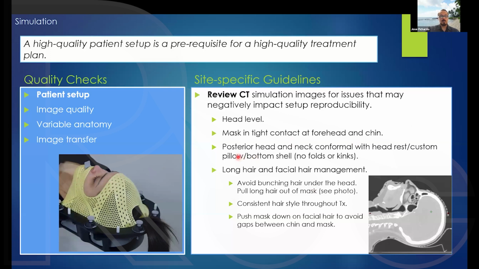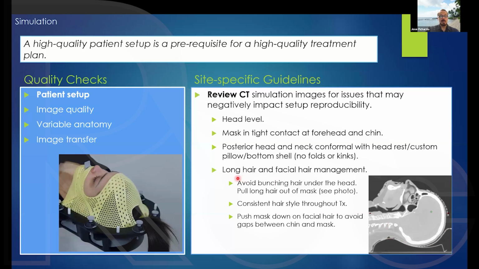All right, you want to make sure that the back of the head and the neck are conformal with the headrest, and also with the custom pillow, the Acuform pillow. You want to make sure that there are no gaps.